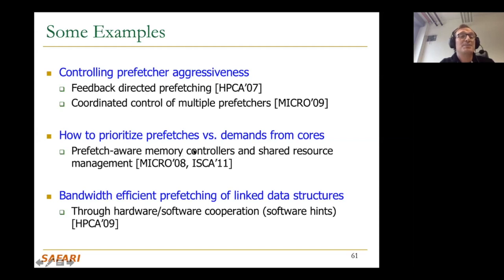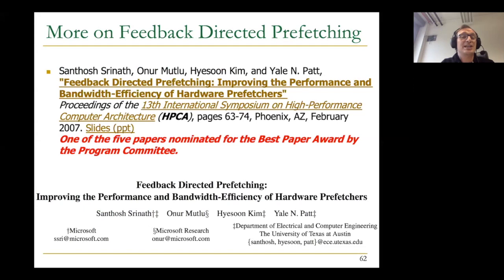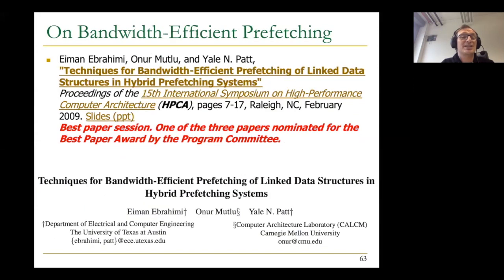How do you prioritize prefetches versus demands from cores? There are prefetch-aware memory controllers and shared resource management. This is also very interesting. And we already talked about bandwidth efficient prefetching of different data structures. Again, I'm not going to go through the details, but these are a bunch of works. If you're interested, you can take a look.